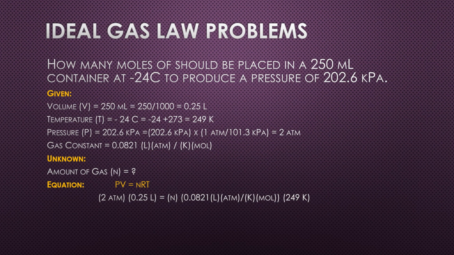Now we have the number of moles, or the amount of gas, on the right hand side, and we want to make sure that's the only thing we have on the right side, and we want to move everything else to the other side. Once again, our gas constant and our temperature are multiplying with the amount of gas, so we'll just divide on both sides to get this, and then we'll just do the math. So 2 times 0.25, get your answer, divided by, in brackets, 0.0821 times 249. Get your answer, and that is going to be how many moles we have.